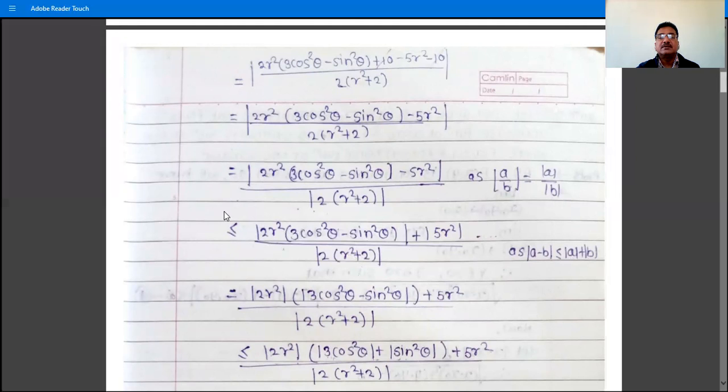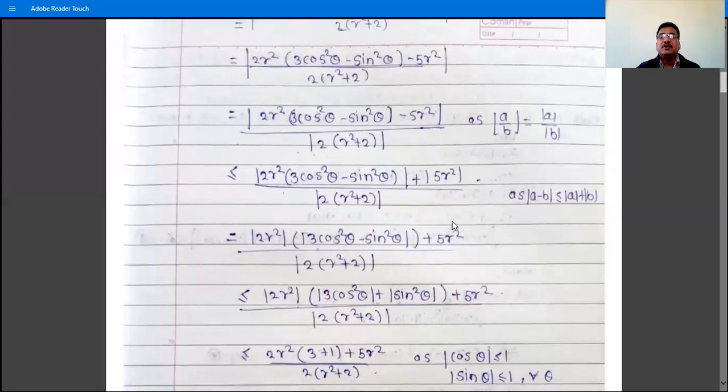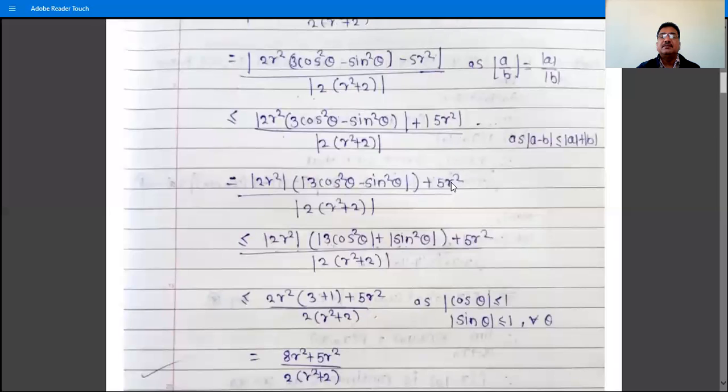And then separate mod here. The sign is less than or equal to, because this is less than or equal to. Then it is equal to, because mod a into mod b is mod a into mod b. So separate mod, and then mod 5 r square is 5 r square, because r square is a positive quantity and 5 is a positive quantity, so there is no need to write the mod. Then mod 2 r square plus 2. And again, mod a minus b is less than or equal to mod a plus mod b. So by using that, here we use the less than or equal to sign. So this is plus 5 r square divided by 2 r square plus 2.